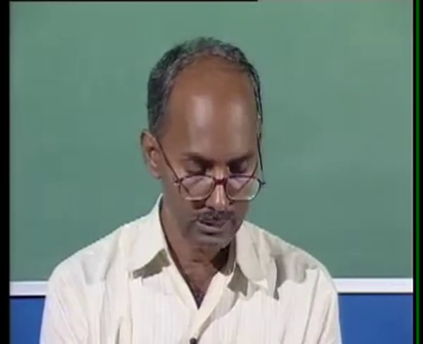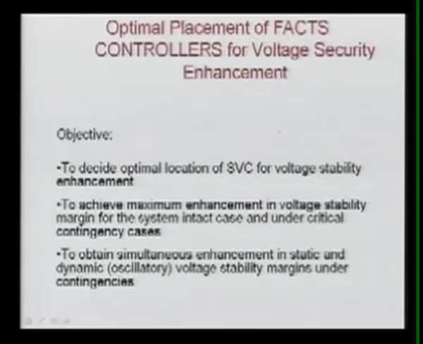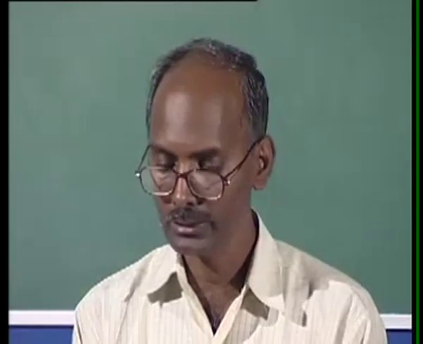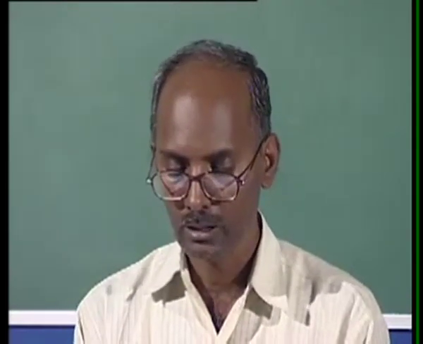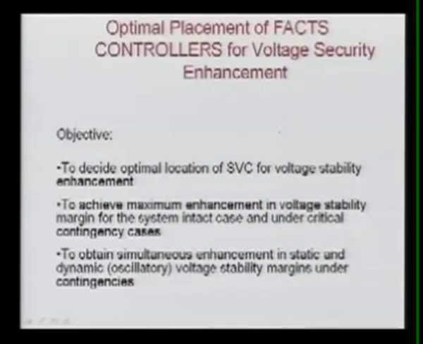So in this lecture I am going to show you one FACTS controller, that is the static VAR compensator, which is very popular and is working in more than 400 locations in the whole world. This is a shunt device, and I want to first locate it for voltage stability enhancement, to achieve the maximum enhancement in the voltage stability margin for the system, in the intact case, that is the base case, and under the critical contingency. We will see how much maximum enhancement is possible after locating it at that bus.